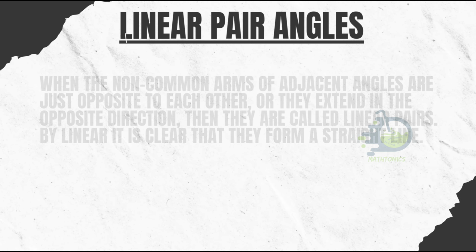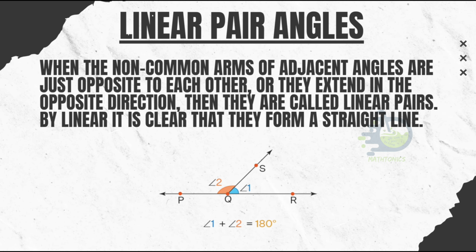Linear pair angles. When the non-common arms of adjacent angles are just opposite to each other, or they extend in the opposite direction, then they are called linear pairs. By linear it is clear that they form a straight line.